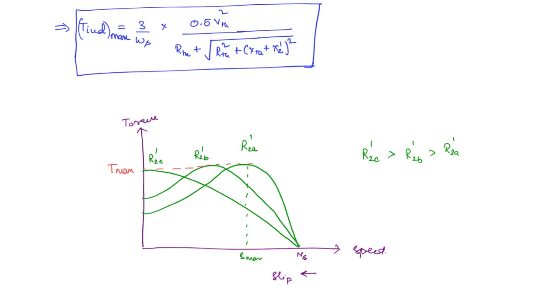Okay. So from here you can see that by increasing the resistance, we can actually increase the starting torque. If you can see here, for R2A dash, starting torque is here. With an increase in rotor resistance, the starting torque has improved. So this is the variation in torque slip characteristics with a variation in the rotor resistance.